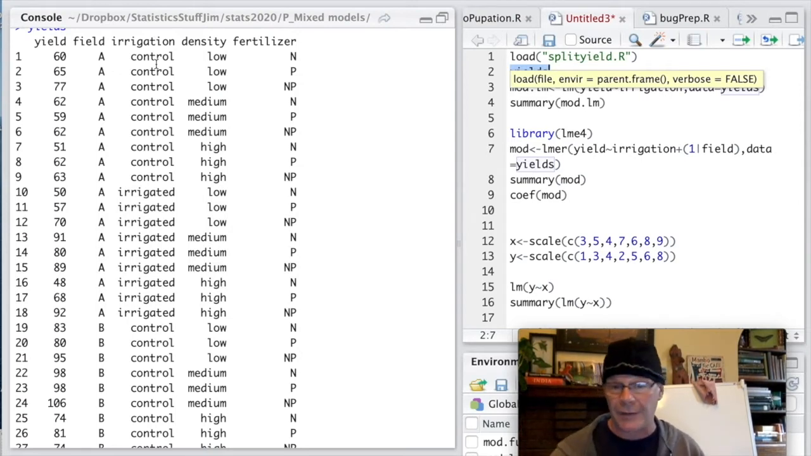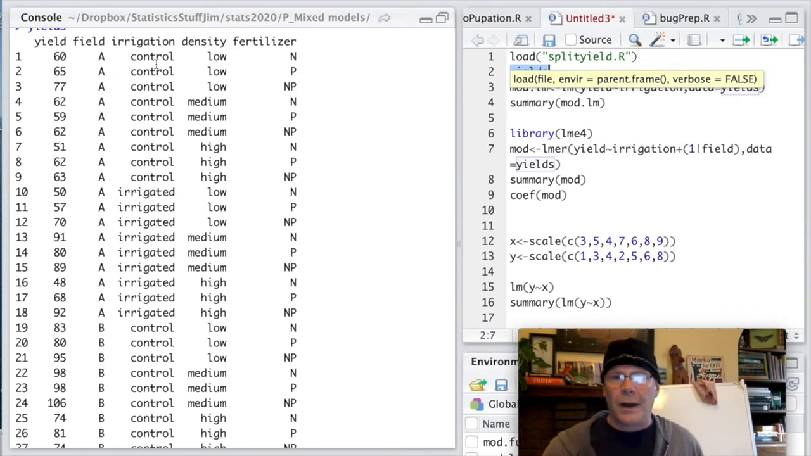And what we decided to do last time was we were going to treat fields as a random or varying effect. Largely because we want to account for the fact that there could be differences among the fields that we don't have any control over, whereas for example, with irrigation, we have control over that. So we would call that a fixed effect. With field, we can consider it a random effect.